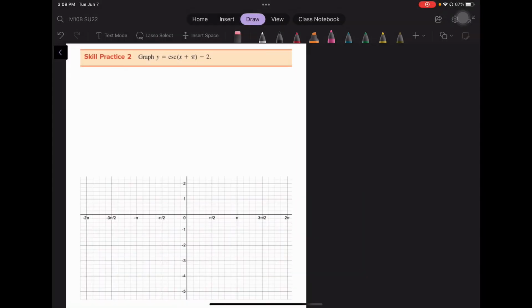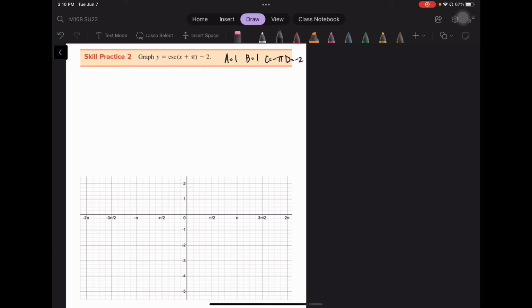Moving on, we're going to graph the function of cosecant of x plus pi, minus 2 for skill practice 2. Let's identify our parts A, B, C, and D to see if we have a phase shift or a vertical shift and what our period is and what our amplitude is. A is equal to 1 because there is no coefficient in front of cosecant, so we imagine that there's a 1 there. B is equal to 1. C is negative pi because the sign inside with x should originally be negative, so when it's not negative, that means that the value of C is negative. And D is equal to -2.